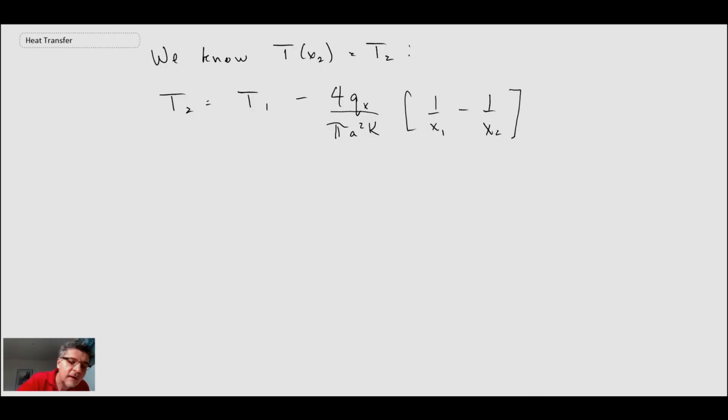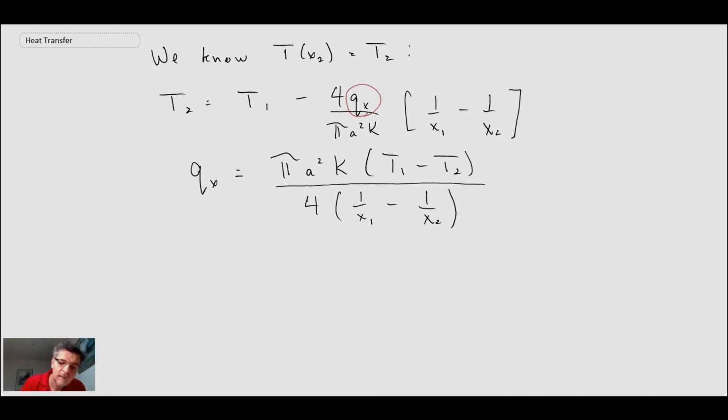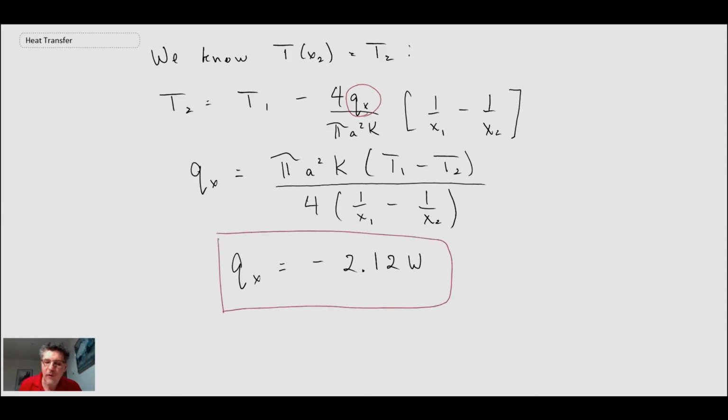So we have this equation here. What we want to do is isolate for the heat transfer rate going through this conical object. So let's solve for Q of x. So we have that. Let's plug in all of the values. When we plug them in, we get minus 2.12 watts. So we have a minus. Why do we have a minus?